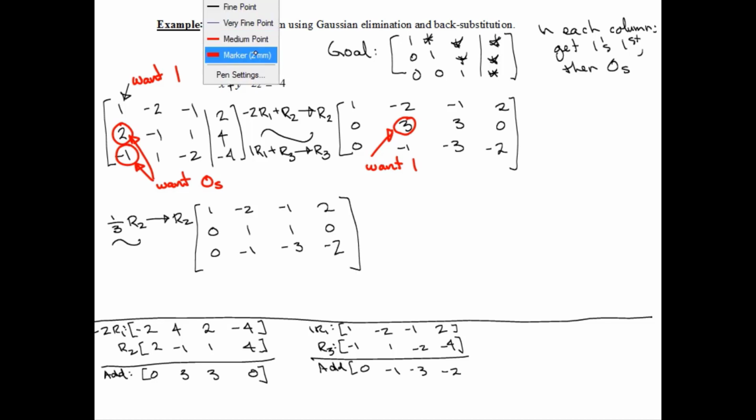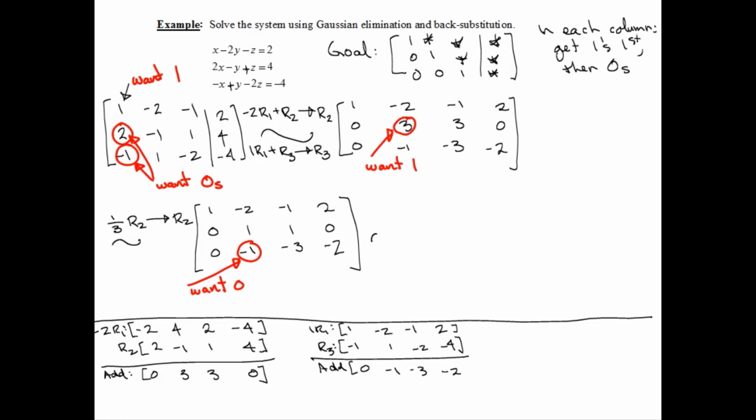Okay, now we want to get a 0 below that 1 in the second row. In other words, we want this to be a 0. In each column, we're going to get the 1 and then get the zeros. Don't start on the second column until you're finished with the first column. Don't start on the third until you are finished with the second. So we want that to be a 0.